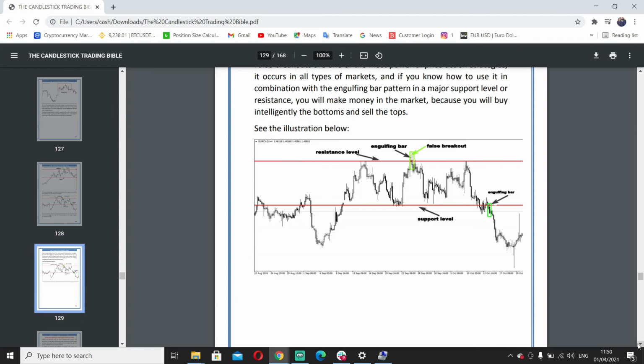So these are the false breakouts at a resistance level, and basically that's the same chart as the one above.